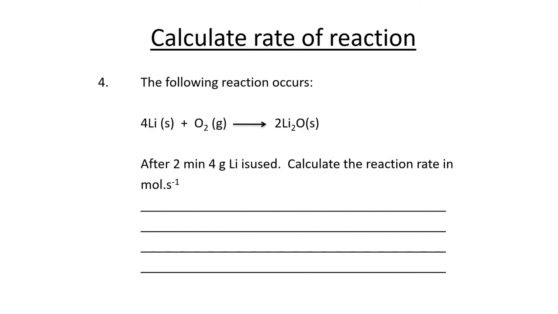And then the last one is slightly more difficult. They give you the mass, but you have to calculate in moles per second. You have to calculate the reaction rate of the reactants, the decrease in mass of the reactants.